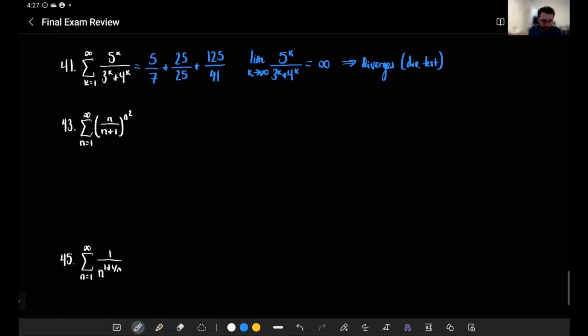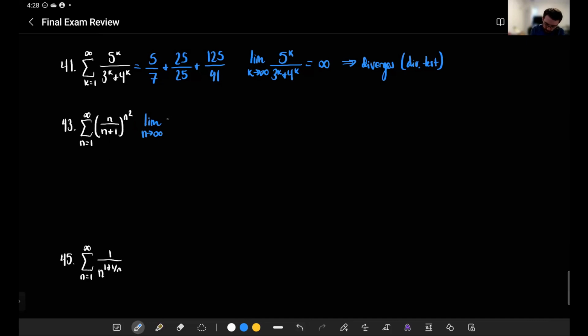43 looks intimidating, but don't be freaked out by n squared as a power. Still, I think, if that was an n, I would know what to do. I would do a root test. And so let's try the root test and see what happens.